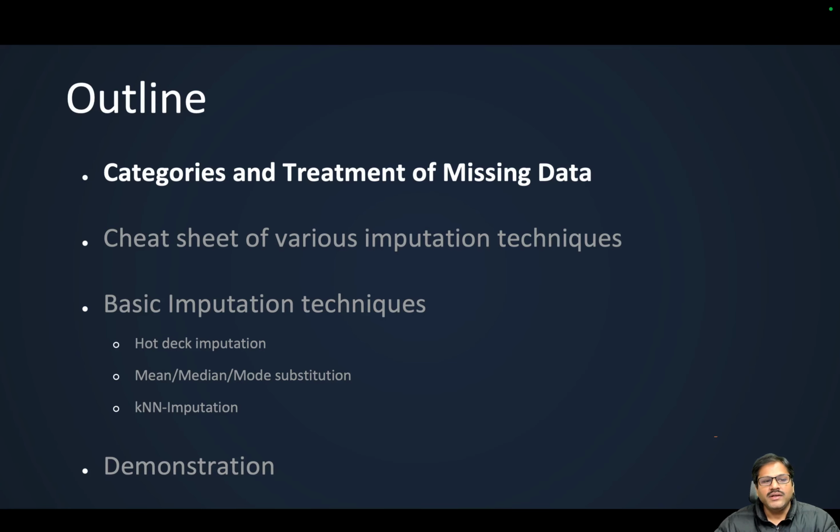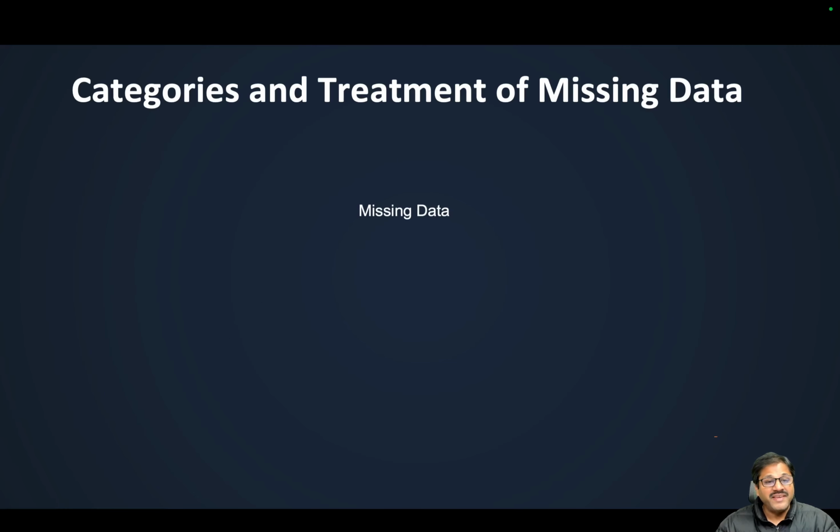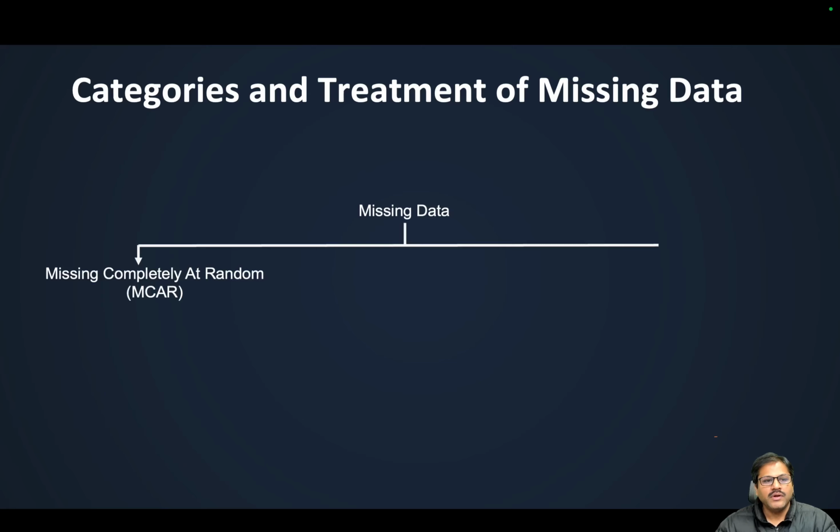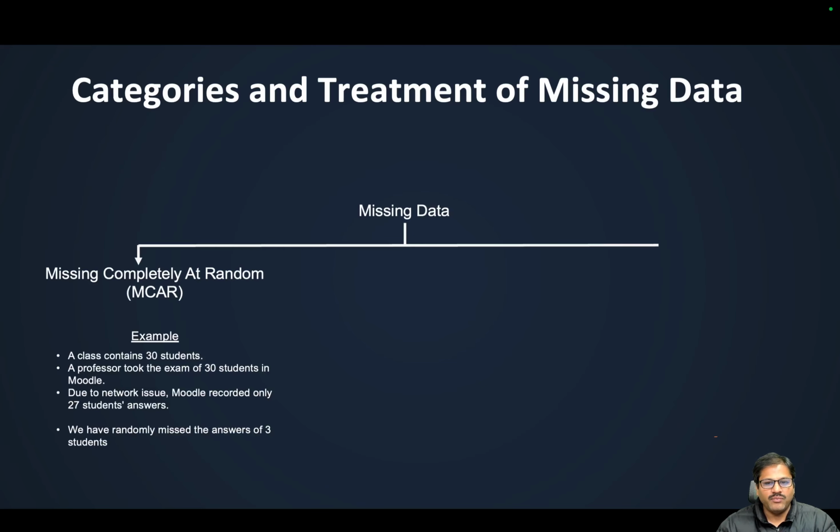Coming to the categories and treatment of missing data, the missing data within a database is broadly classified into 3 types. The first category of missing data is missing completely at random, that is MCAR. Let us look at an example.